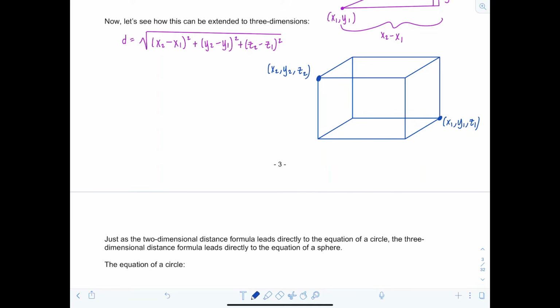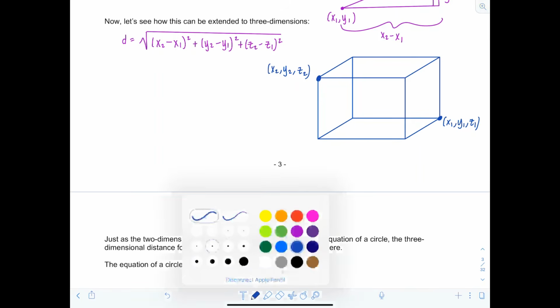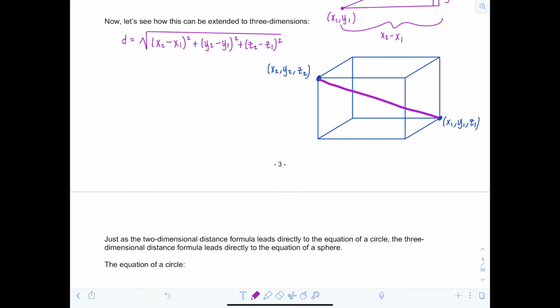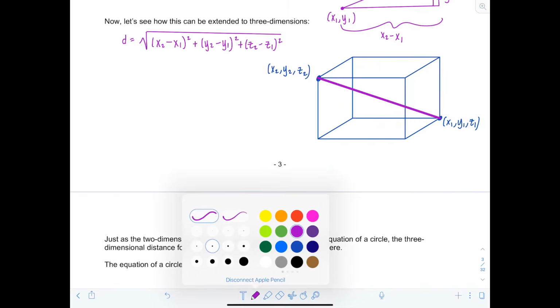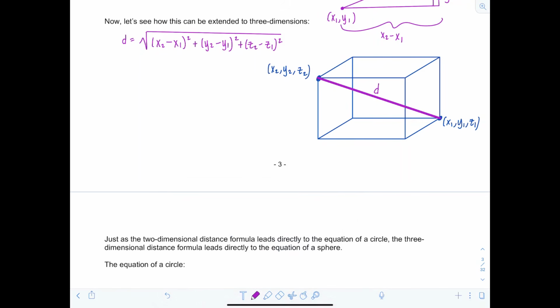Okay, so how would I go about figuring out the distance between these 2 points? So the distance would be right here. That's the distance. Okay, well, first what you're going to do is just look at the base of this rectangular solid. And I know the coordinate of this lower vertex here is x2, y2, z1, right? It has the same z coordinate as the other point there, which means this distance here of this side is going to be y2 minus y1. And this distance here is going to be x2 minus x1.